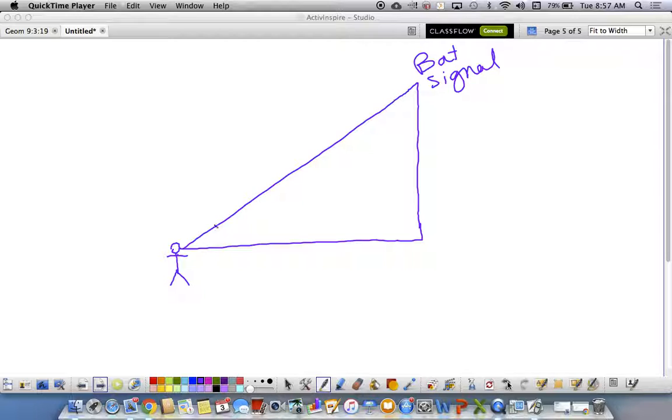Okay, so your angle of elevation that you're looking up is right there. So if I'm looking up at an angle of elevation of 22 degrees.